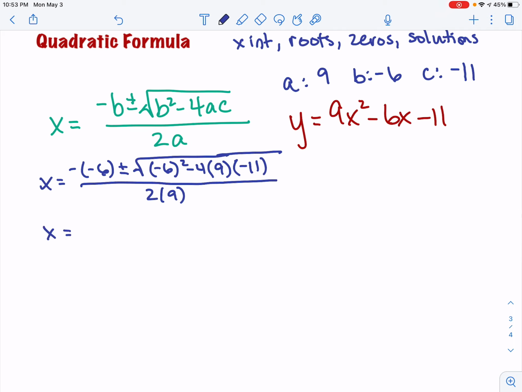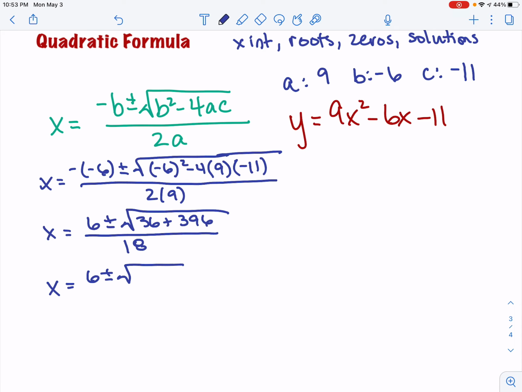X equals 6 plus or minus the square root of 36 plus 396. All of that divided by 18. X equals 6 plus or minus the square root of 432 divided by 18. Now, you could plug this into the calculator and get your decimal answer, but I'm also going to show you how to simplify this radical to get an exact answer.